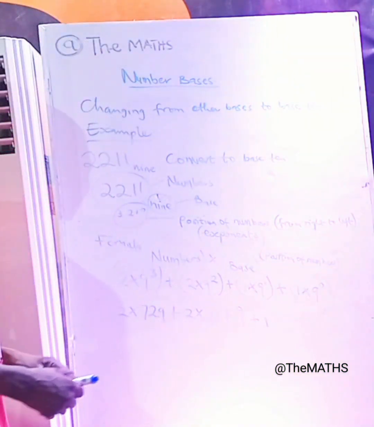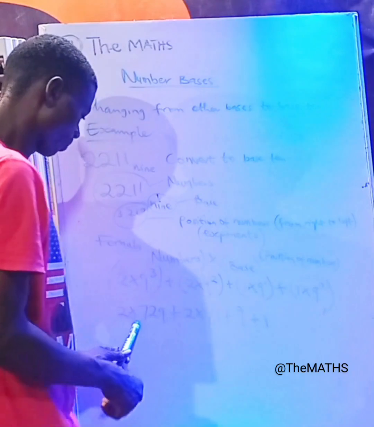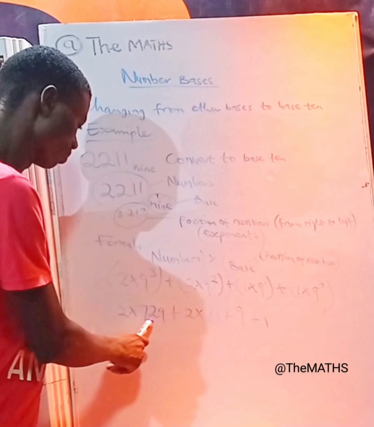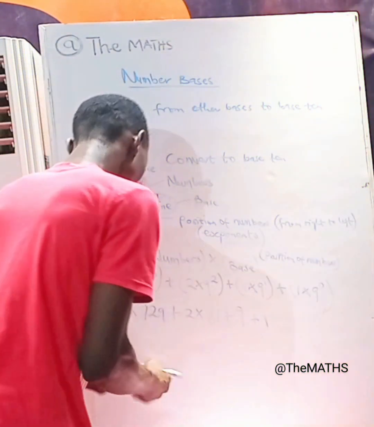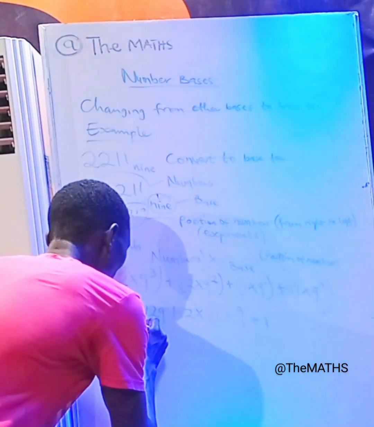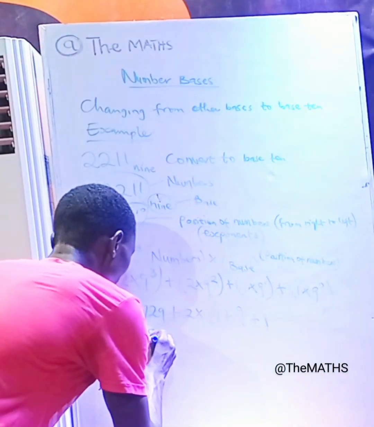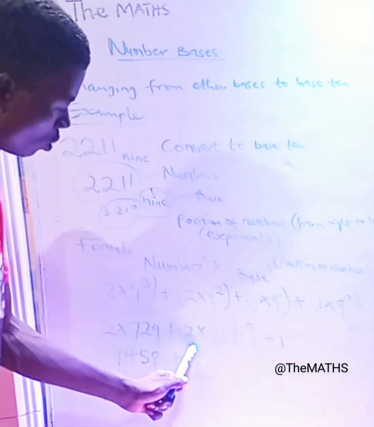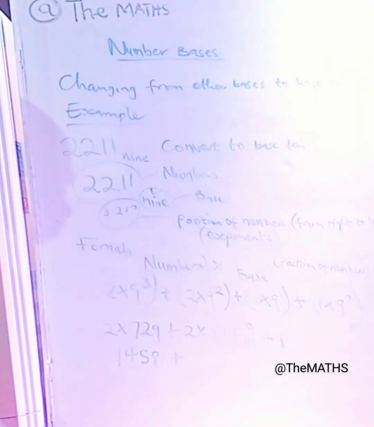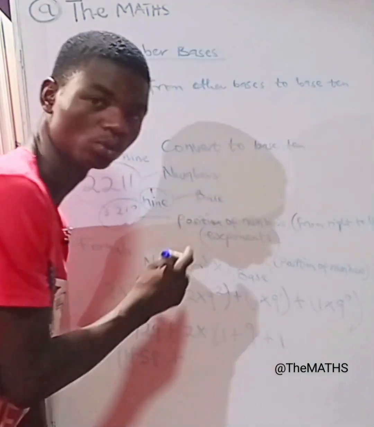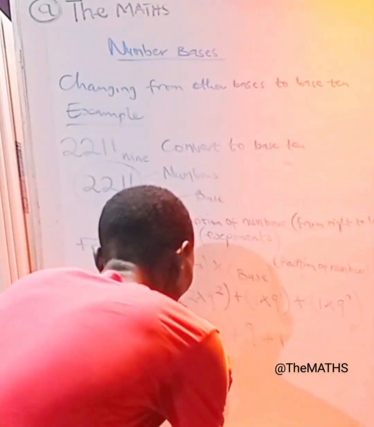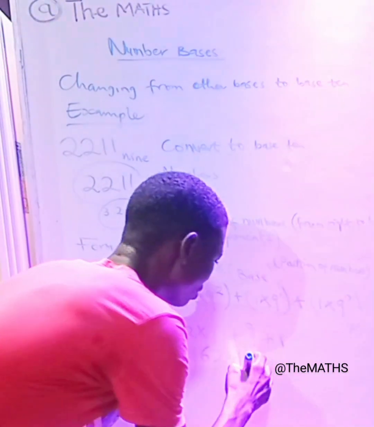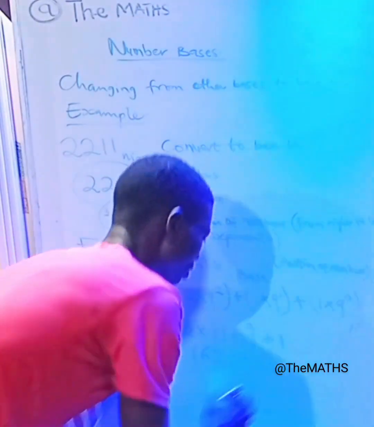We need to simplify this one. 2 multiplying 729. So you multiply 2 by 729, and you get 1458. Then you have your plus here. 2 multiplying 81. So you multiply this 81 by 2, you get 162, plus, actually this plus this will give us 10.